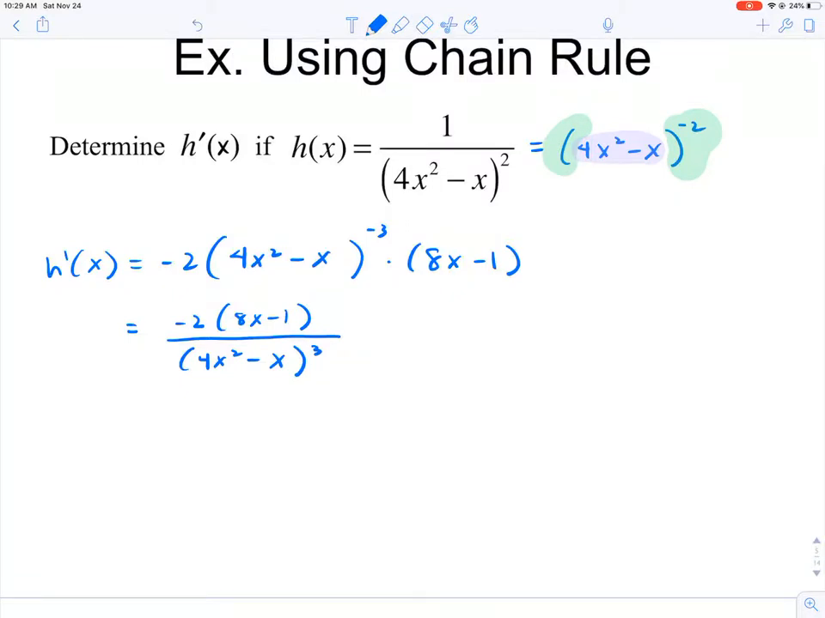Okay, so now we have this rewritten without any negative exponents. You could distribute the 2 in if you want, you don't have to.